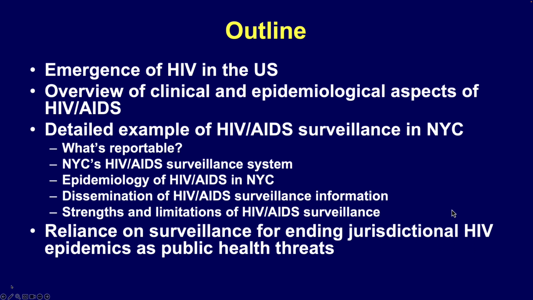As part of this detailed example, we'll cover the emergence of HIV in the US. I'll give an overview of the clinical and epidemiological aspects of HIV and AIDS. Then we'll delve into how HIV/AIDS surveillance is conducted at the local level in New York City. And then we'll end with some recent public health efforts that really rely heavily on HIV/AIDS surveillance, those that are aiming to end jurisdictional HIV epidemics as public health threats.